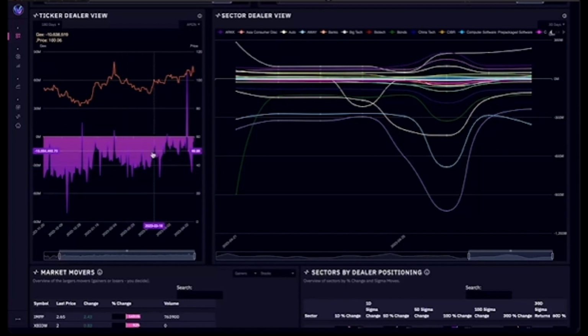So this positioning is increasing, price is going down. I'm looking at this and I'm thinking, well, I don't really want to continue to be short. And if I am short, I want to start taking profit because really this is going to reverse.